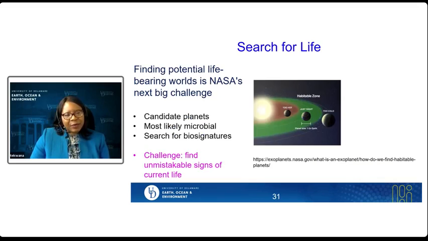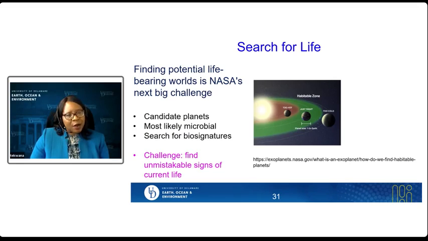The last example that people typically are always wanting to find out is, can we use geophysics to search for life on Mars? Finding potential life-bearing worlds is NASA's next big challenge. And we're looking for candidate planets that have to be just right, candidate planets that would have conditions very similar to those on Earth. We know that if there's life on Mars at all, or in any of these planets, it's most likely going to be microbial. That's because they can live in very harsh environments.